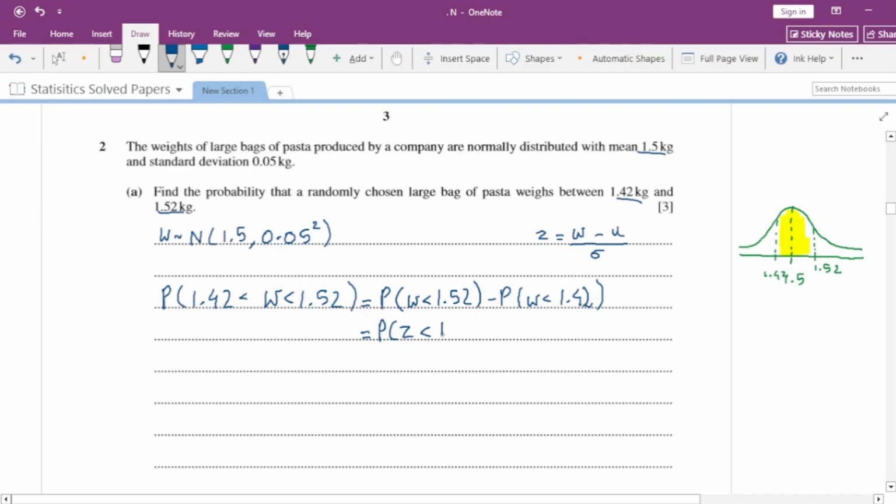It's very important that you show this step, because in most mark schemes this carries a whole mark for just showing this process. So we're going to subtract the mean from our 1.52 value and divide that by 0.05. Similarly, we're going to standardize our other probability. Find the Z score: 1.42 minus 1.5 over 0.05.